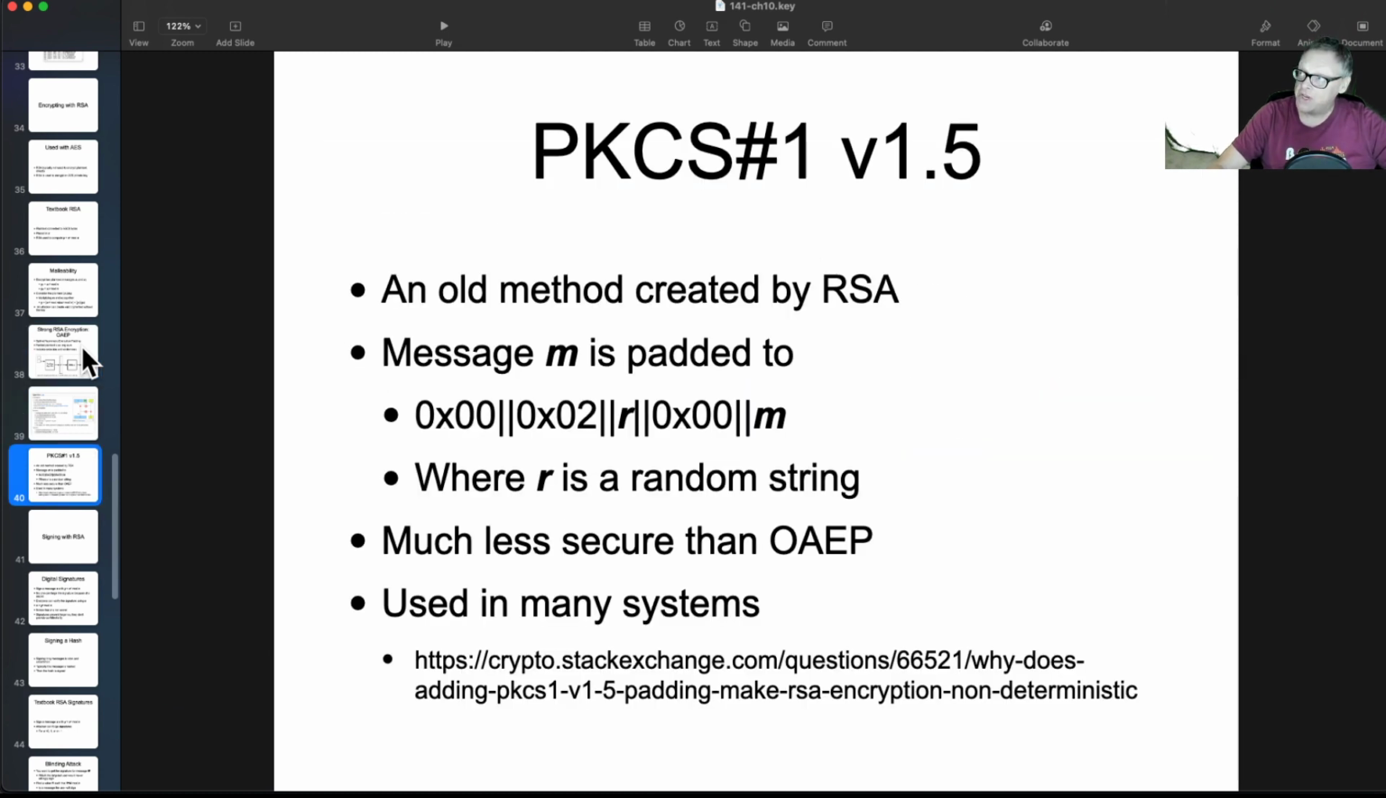There was an earlier system that unfortunately is still used by a lot, where you just have a 0 and a 2, and then a random number, and then a 0, and then the message to pad it. This turned out to be very insecure. There were a whole series of attacks against it. It's still used in legacy, but is considered to be a very poor choice compared to the more modern OAEP.